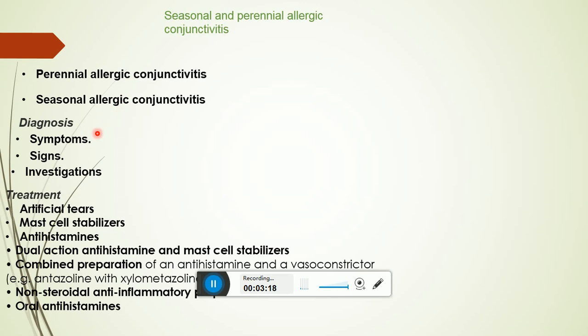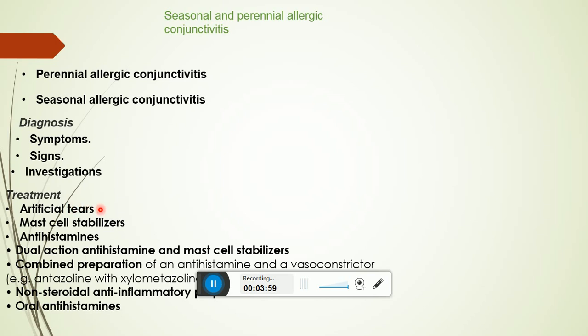Now the symptoms of both of these are redness, which may be acute or subacute, watering and itching, sneezing, and nasal discharge. The signs: the vision is normal. There is conjunctival hyperemia, a papillary reaction, chemosis, and lid edema. Investigations are not usually performed, although conjunctival scraping in severe cases may demonstrate eosinophils, and skin testing for allergens is rarely required. The treatment is artificial tears.